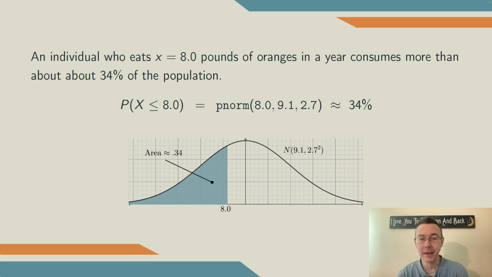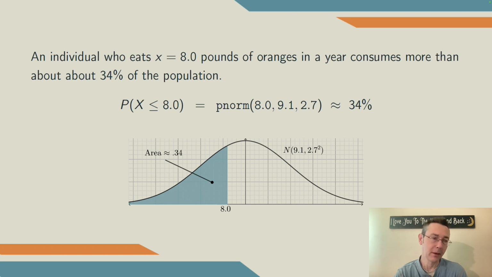So what I've done is I've drawn the normal distribution with mean 9.1 and standard deviation 2.7, so variance 2.7 squared. I've labeled 8.0, that's a little bit less than average, as we noticed a moment ago. And what I'm trying to do is to compute the area to the left of 8.0 under this graph. And that's most easily done using technology. I'm using R, where the cumulative distribution function is pnorm. So pnorm(8.0, 9.1, 2.7) corresponds exactly to the shaded area shown there.